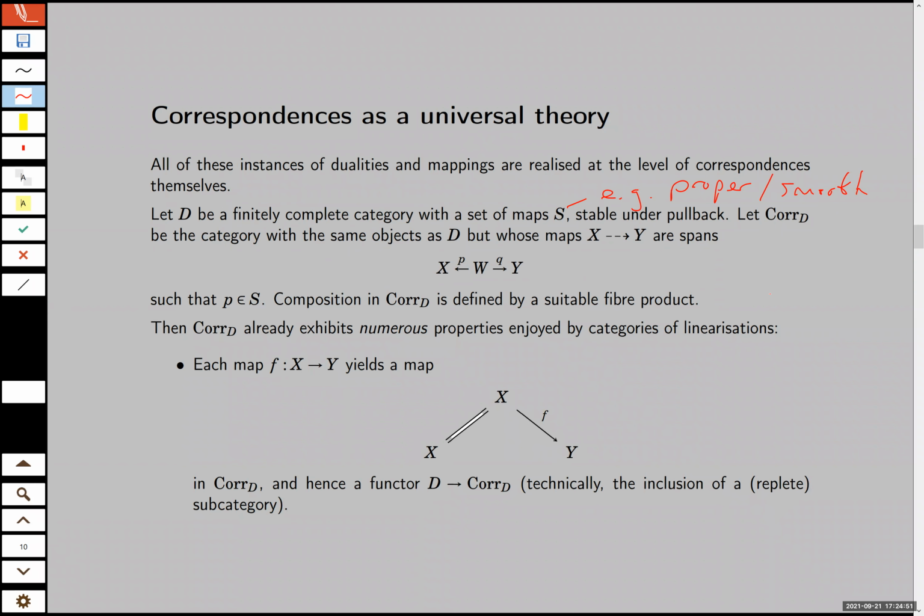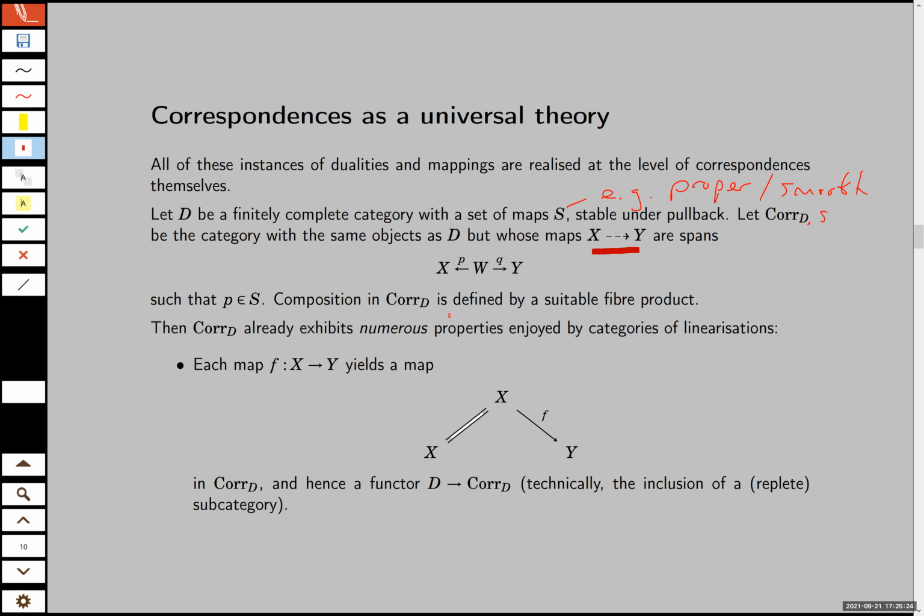And this category of correspondences in D, which depends on S, has the same objects as D, and the maps are spans. The convention, for this talk at least, is that the wrong way maps are in S. And I'm going to denote maps in the category of correspondences in D with dashed lines to distinguish them from those in D. And the composition in correspondences in D is the fiber product.